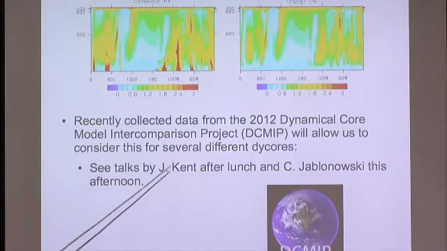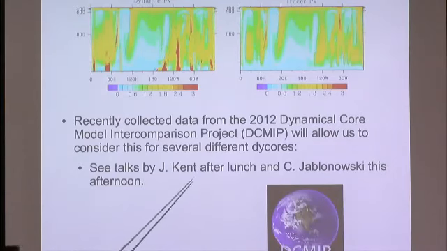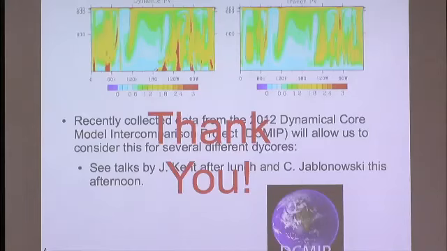And part of the way we're going to do that is to use some of the data that was collected at the recent Dynamical Core Model Intercomparison project, because there's a lot of different models there who perform this test. If we can look at the data and see which models have the same issues, and if there's some of them that don't, maybe we can understand what's happening here. For more information about that, you can see James or Christiana's talks this afternoon. But that's all I have.